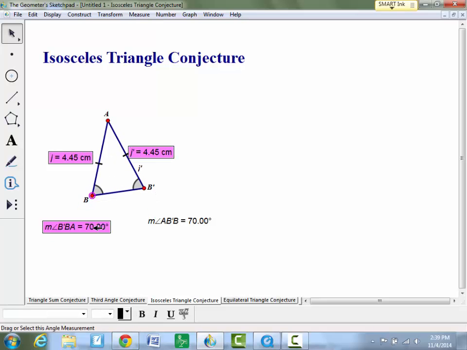If the sides are congruent, the base angles are congruent, and the converse of that, if the base angles are congruent, then the sides must be congruent.